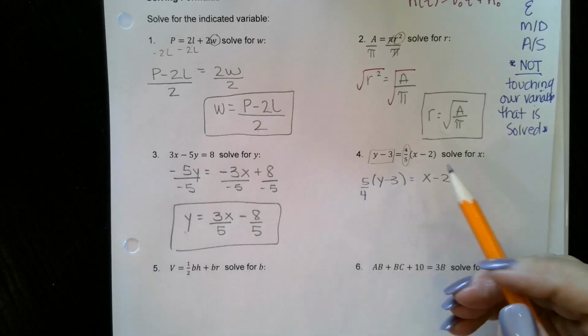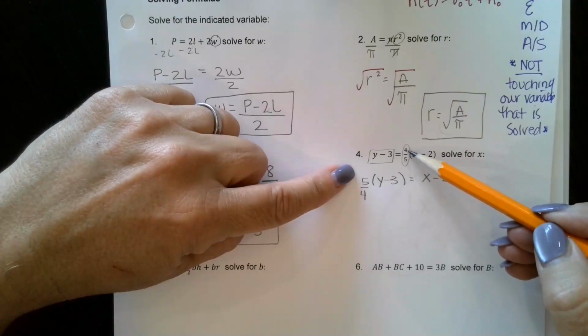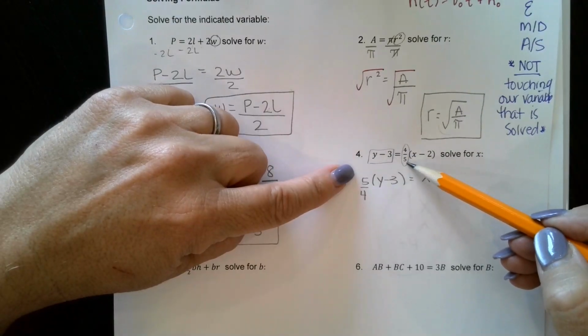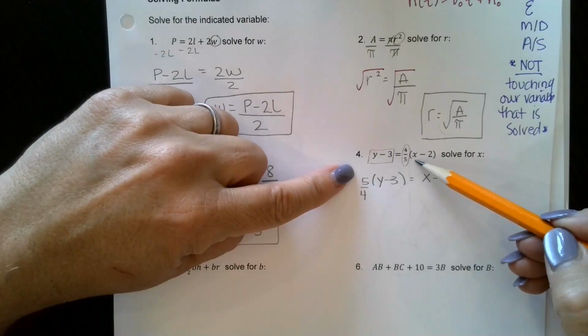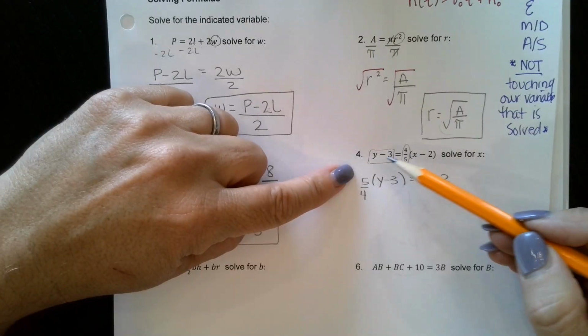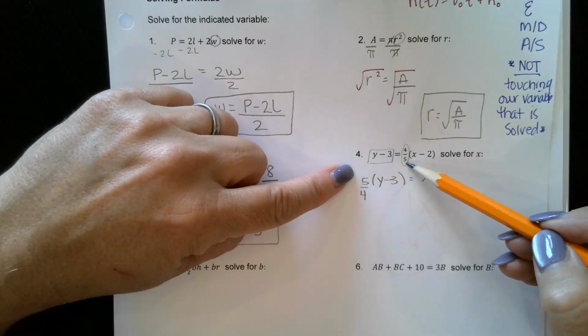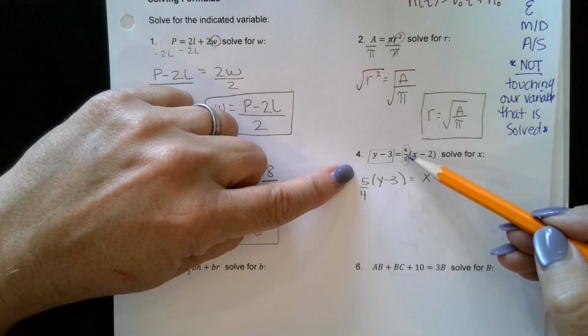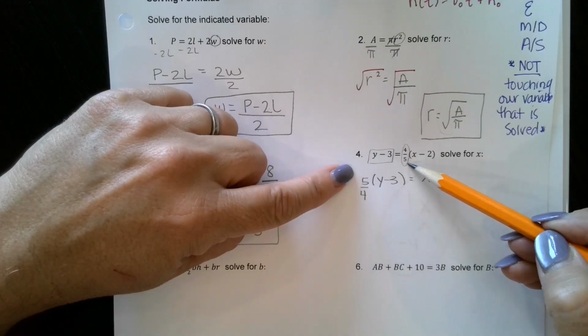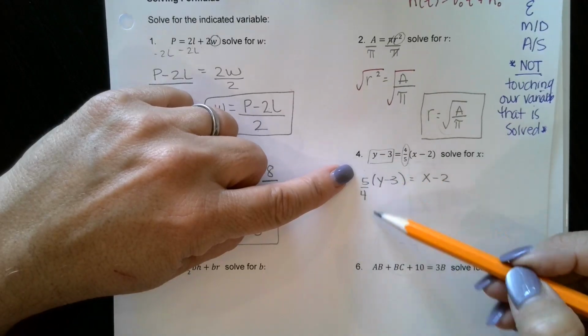All right, let me talk about this again. Because I'm multiplying this, I want to get rid of this first because I'm looking for the x. So whatever I do on this side, I have to do over here. If I multiply by 5 over 4, so I multiply by the reciprocal to clear the fraction, I have to multiply this side by 5 over 4.